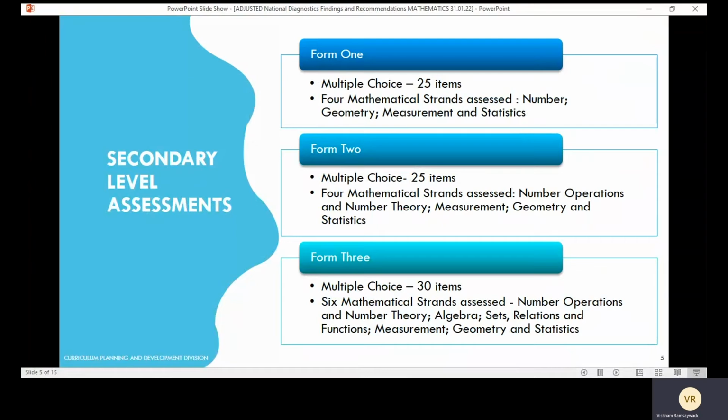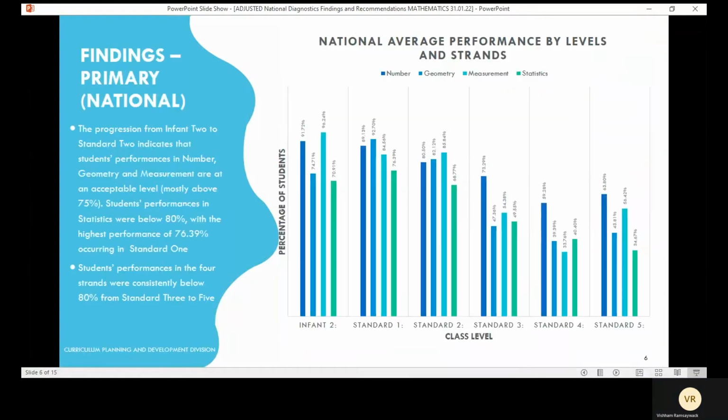For Form 2, similarly, there were 25 multiple choice items and four mathematical strands being assessed: number operations and number theory, measurement, geometry, and statistics. Form 3 had 30 items as the assessment. Six mathematical strands were assessed here based on the Form 2 curriculum. These were number operations and number theory, algebra, sets, relations, and functions, measurement, geometry, and statistics.